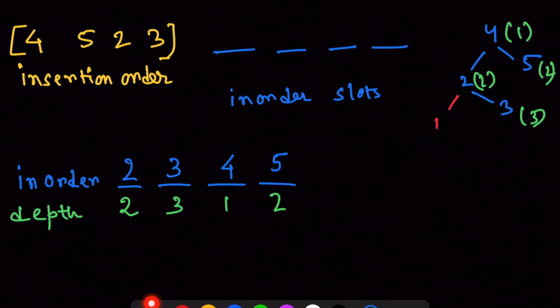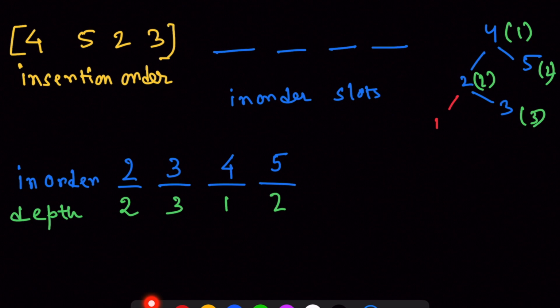Now let's see one different example. The insertion order is 4, 5, 2, 3, right? The tree is this one. 4, then we insert 5, then 2, then 3. Now we inserted 4. The depth is 1. Now inserting 5. The depth of 5 will be 1 plus 1, 2. Next inserting 2. Parent of 2 is 4. It has depth 1. So depth of 2 will be 2. Inserting 3. Depth of 3 will be 2 plus 1, that is 3.